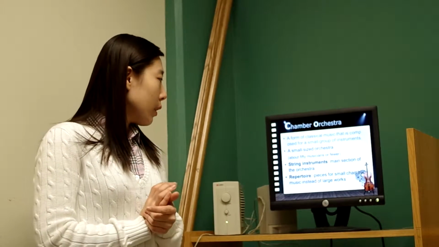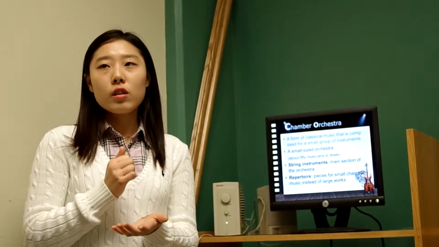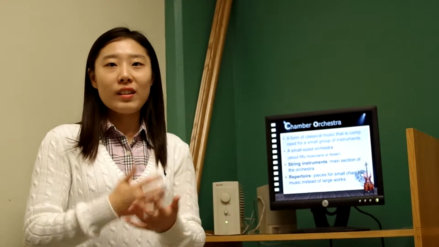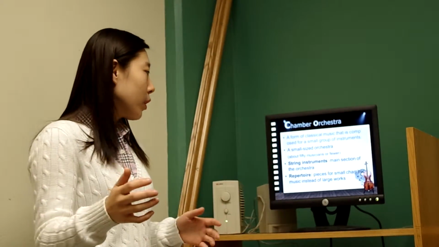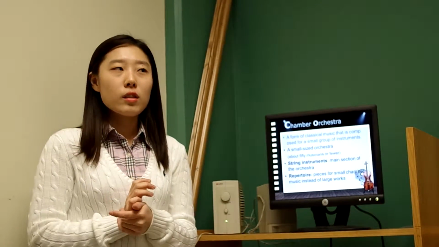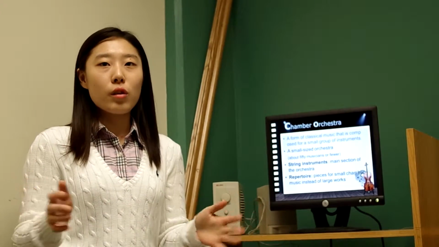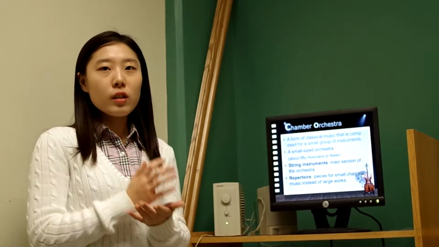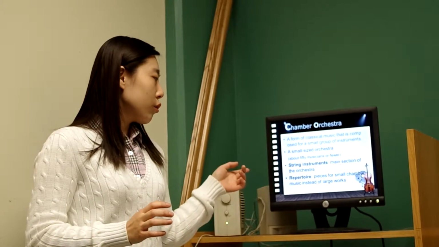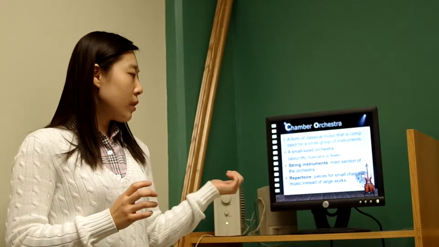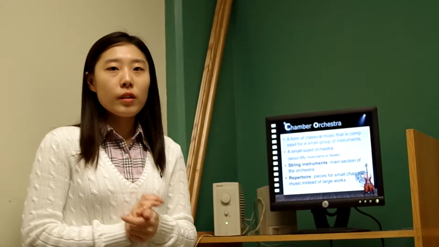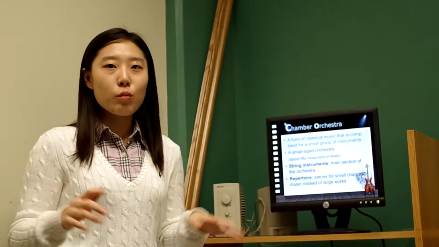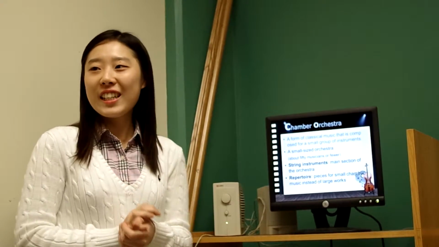In chamber orchestra, they usually don't have brass sections like tuba and trombones, but instead the strings are the main section of the orchestra. Because of their limited instrumentation, they usually don't play pieces for large works. They usually play small symphonies like Mozart, not like Beethoven.